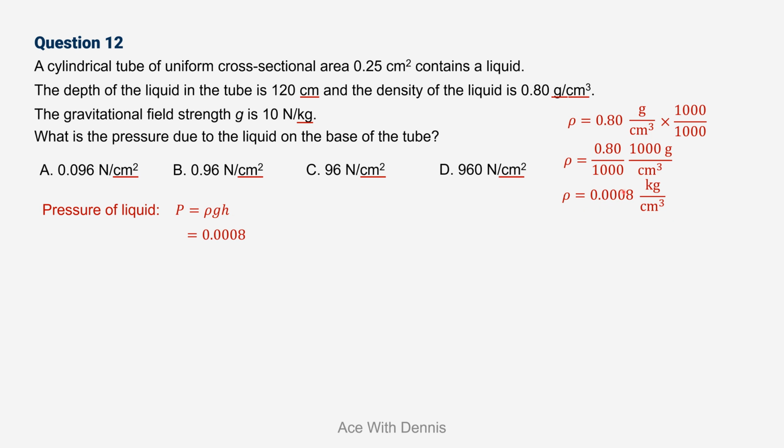Okay, now we can substitute this value inside the formula of the pressure here. Rho is 0.0008. The g will be 10, and the height will be 120 centimeters, which comes from here. Then we can calculate the pressure, which is 0.96 newtons per centimeters square. Hence, the answer is B.